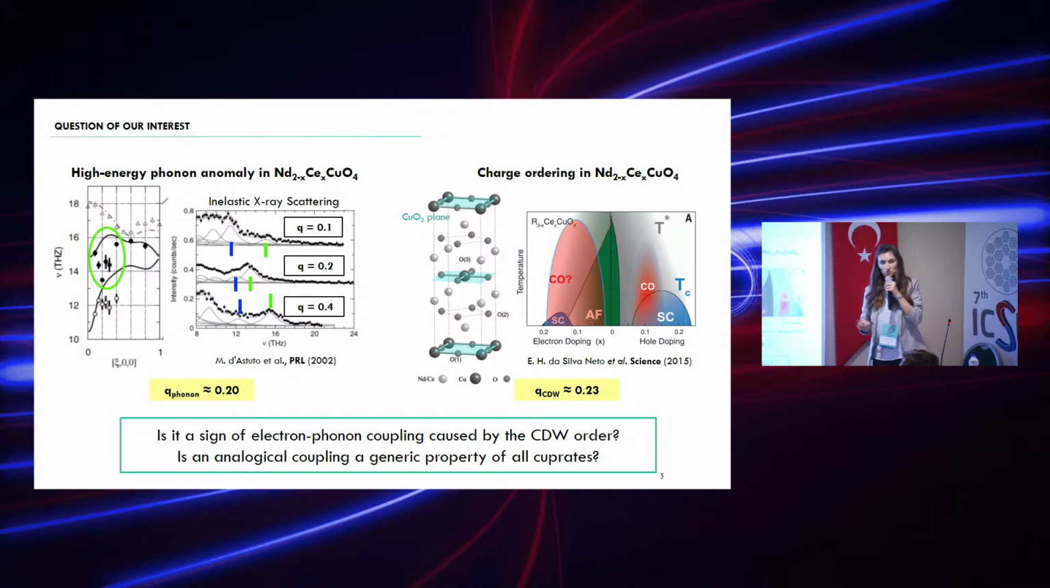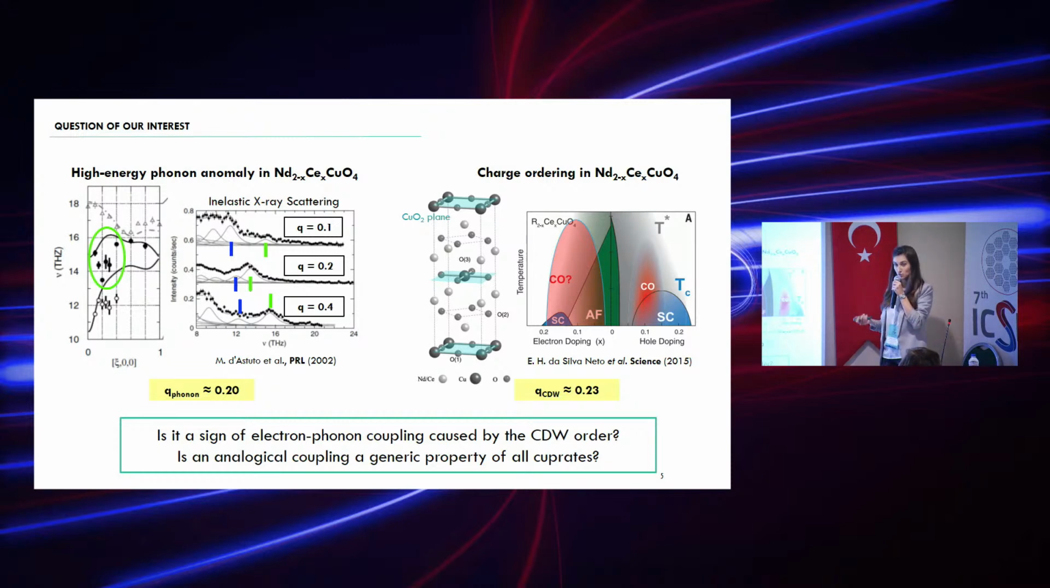So the question was, is it also true not only for a striped system, but for a very simple cuprate, that the phonon softening can appear because of the presence of charge density wave order? Is it a generic property of all cuprates? Is it like a generic electron-phonon coupling? And this motivates us to perform our studies.